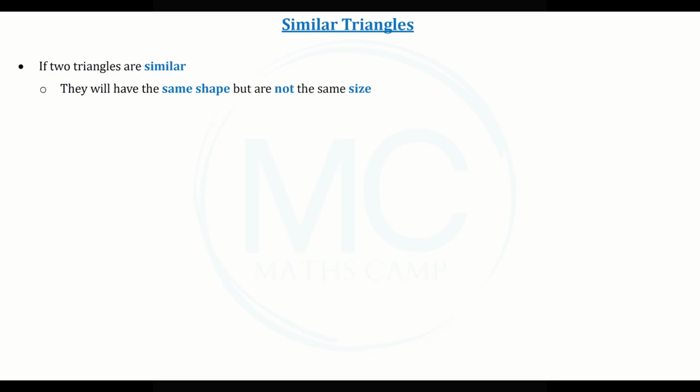We know from previous videos that if two triangles are similar, they will have the same shape, but they will not be the same size. In mathematics, when working with similarity, we use this symbol. So as an example, we can say triangle ABC is similar to triangle DEF.